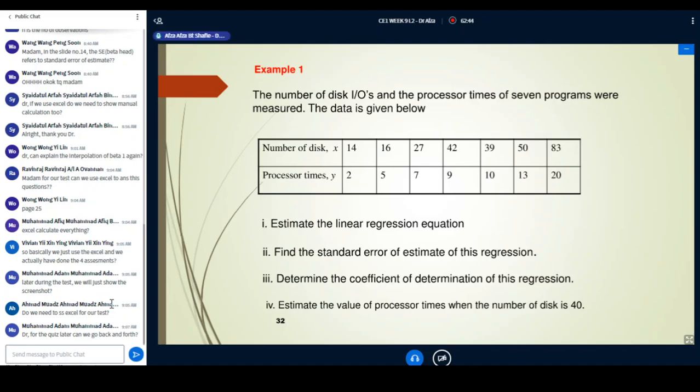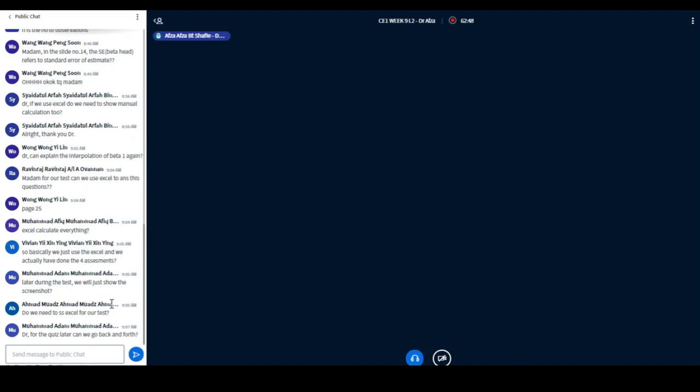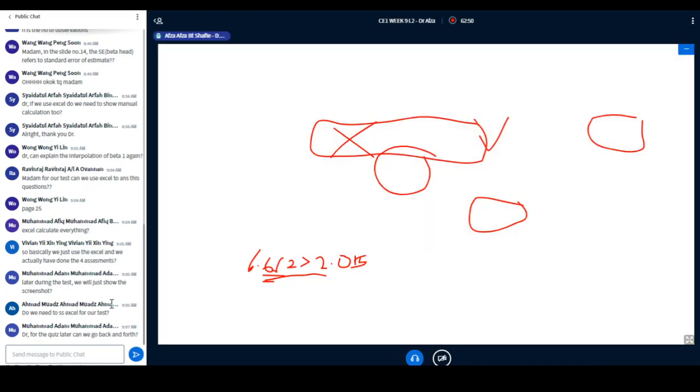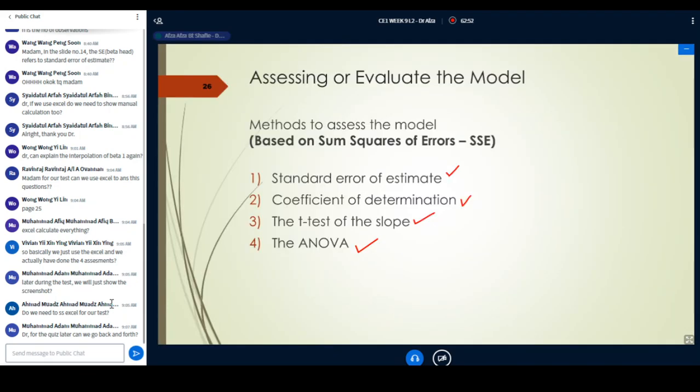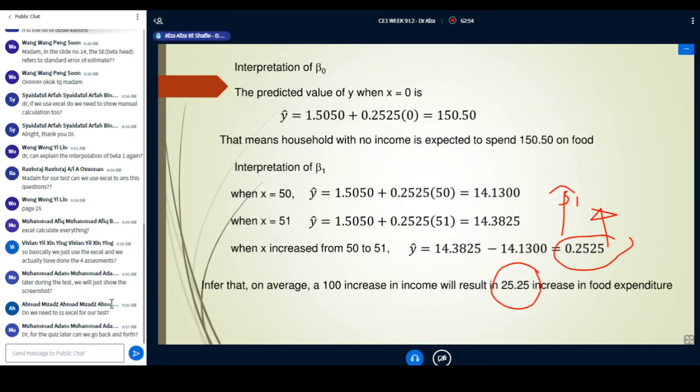Okay, wait, hold on. Let me clear page 25 first before I answer your question, Adam. All right, okay, what is page 25? Interpretation of beta 1 again. Oh, okay. What I meant here is, what does the value of beta 1 mean?